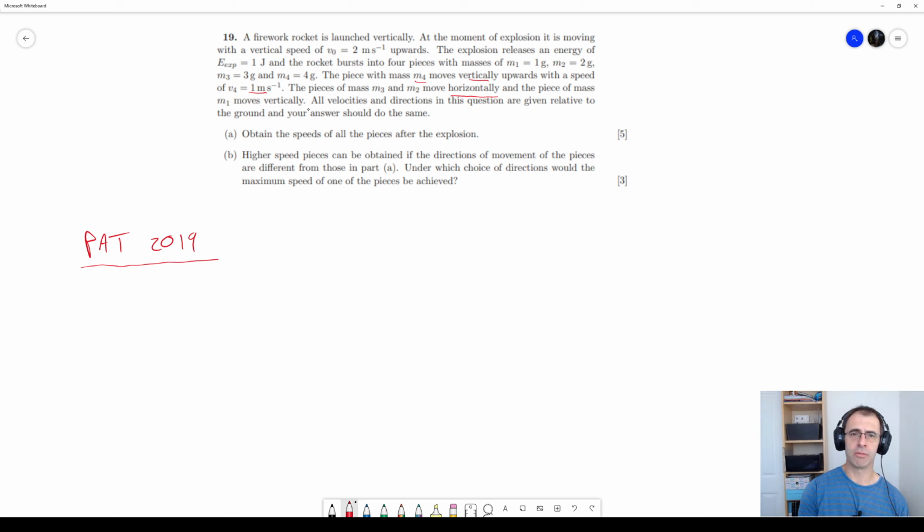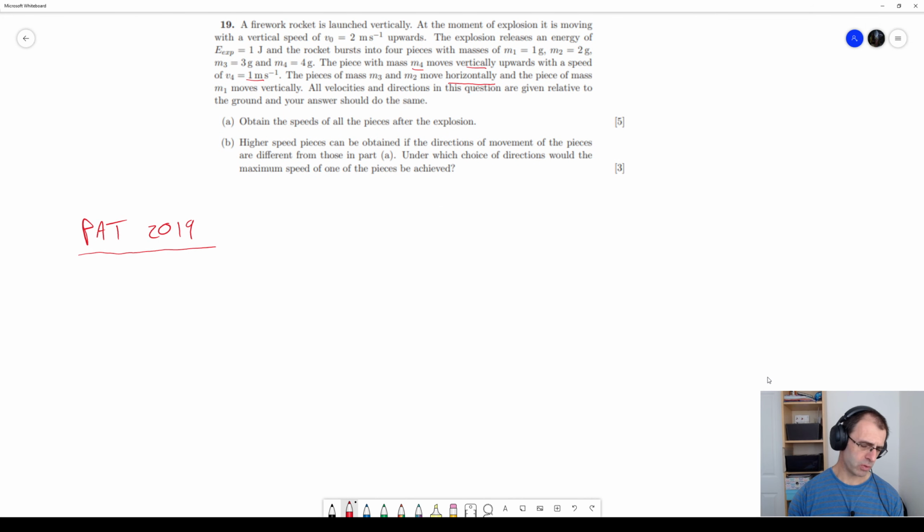M1 moves vertically. So all directions, velocities are given relative to the ground. Your answer should do the same. Obtain the speeds of the pieces after the explosion. There are different ways to approach this, and you could do this in terms of the frame of reference of the center of mass, but I'm not going to do that. I don't think there's an advantage to it, especially given that M3 and M2 move horizontally.